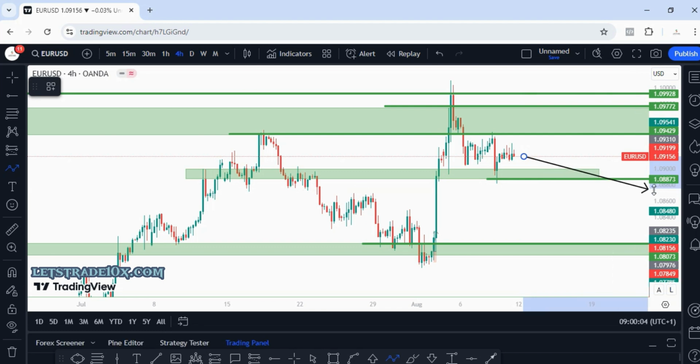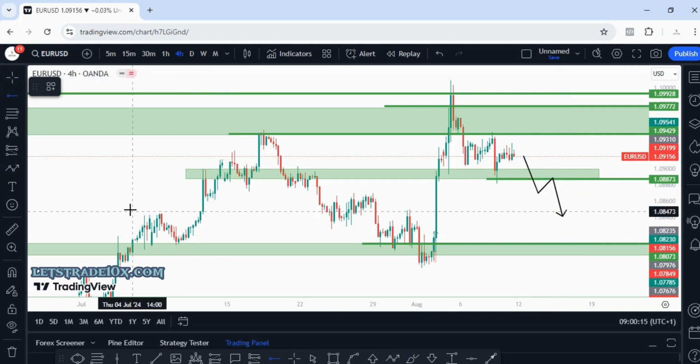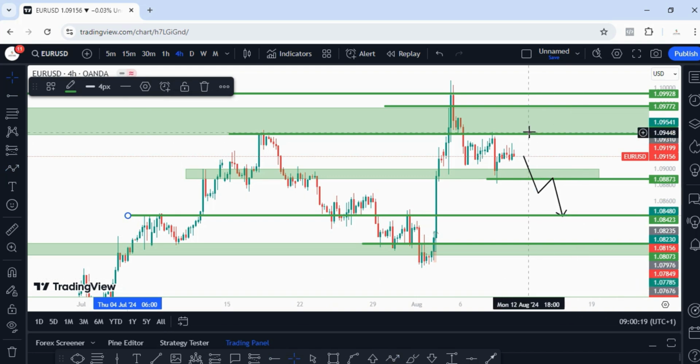Break below 1.08873. I'd like to see price break below that, then come back for a retest. Then we'll catch a short trade to this area here. Is going to be a very, very short trade because the dominant trend for now is super bullish, right? So this is just a bearish scenario.